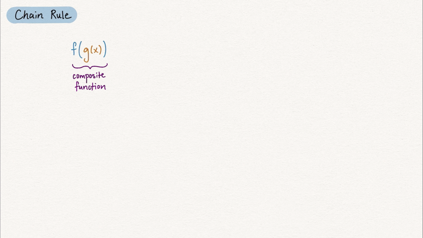And now the chain rule tells us exactly how to differentiate a composite function. So the derivative of f of g of x is going to be equal to f prime of g of x times g prime of x. And let me just quickly break down what each of the pieces mean for us in the chain rule.